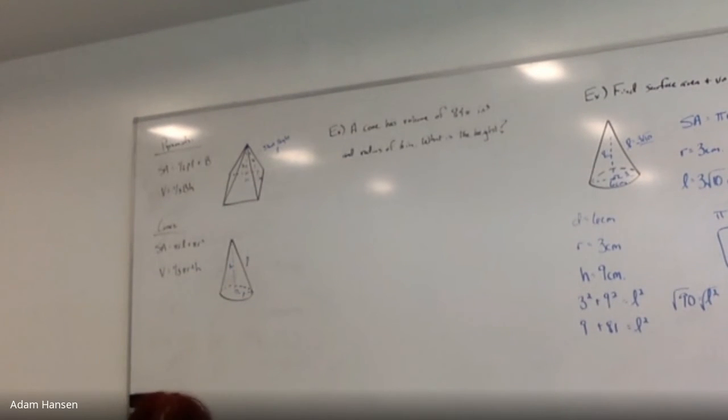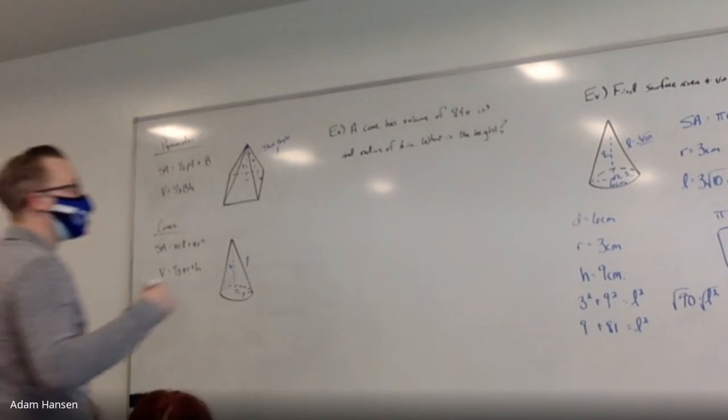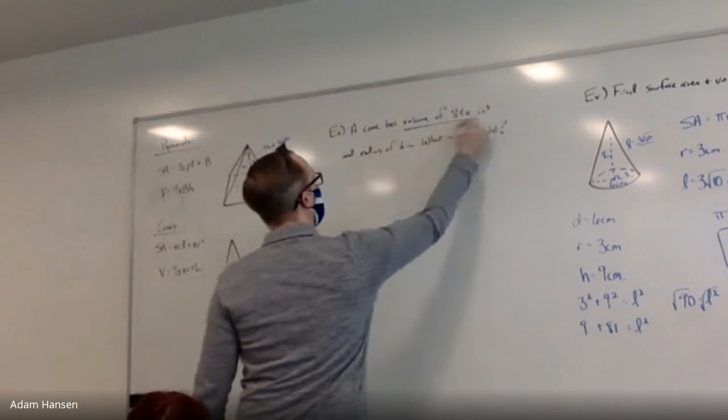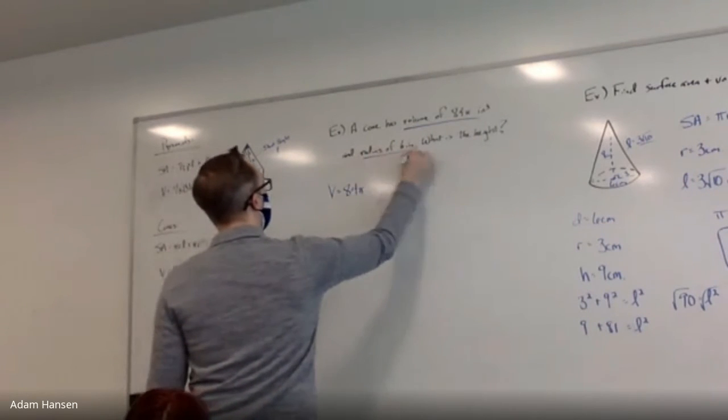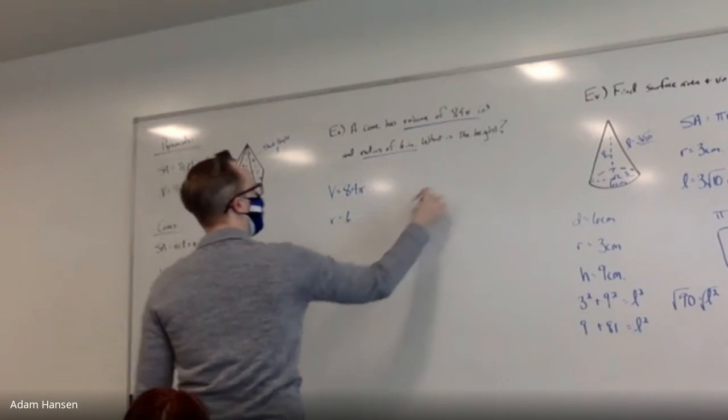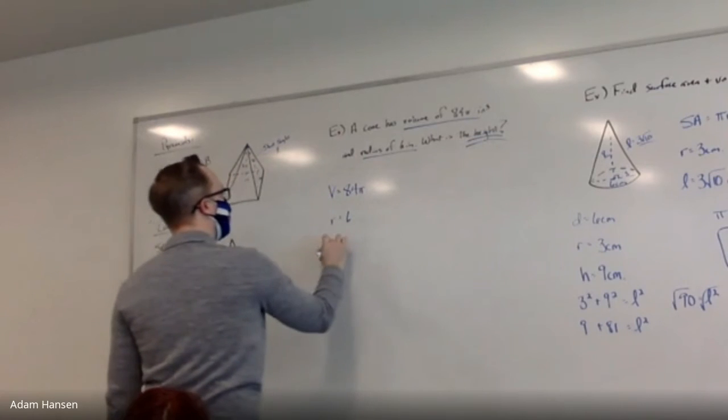I want to do mine. I read this out loud. Crowley's saying we have the volume. The volume is 84 pi. Look at this cone. I know the radius. It's 6. What's the height?